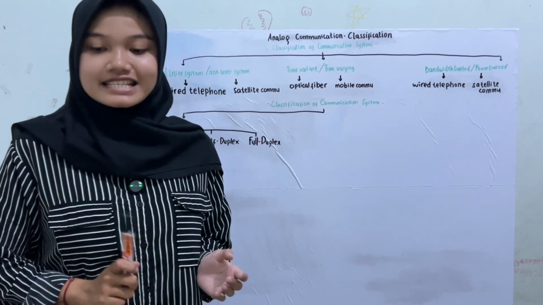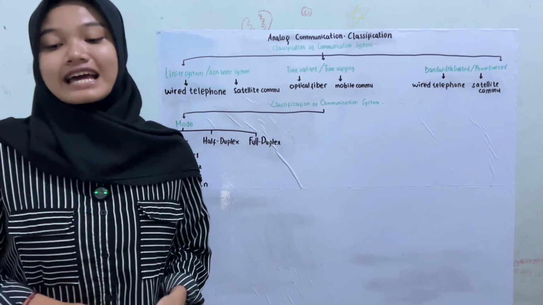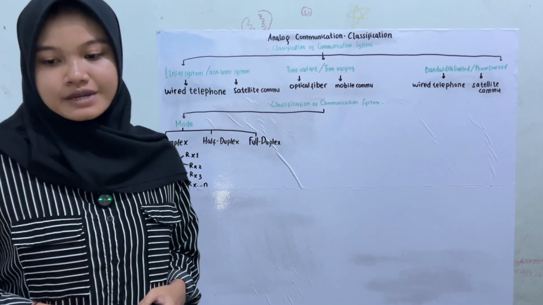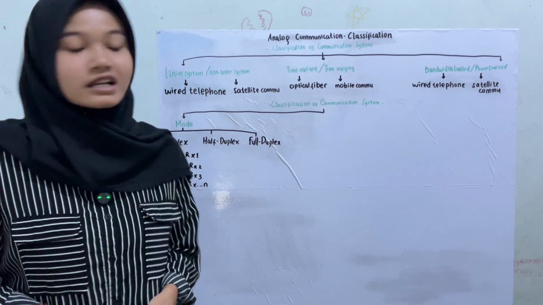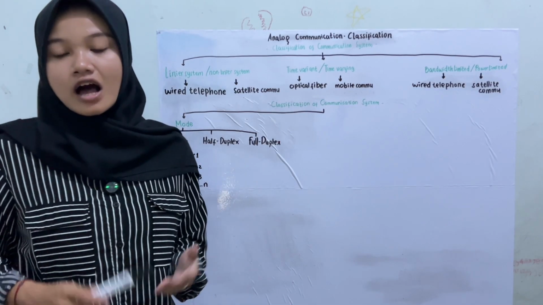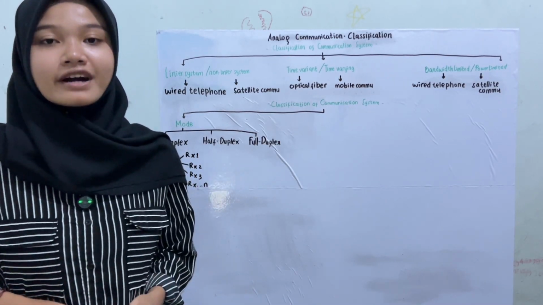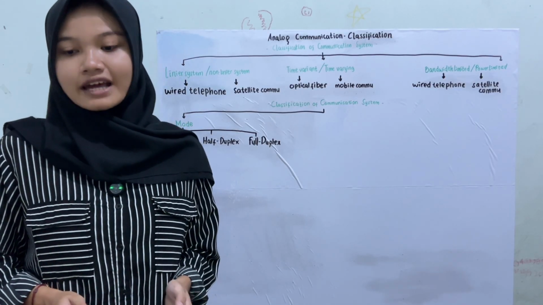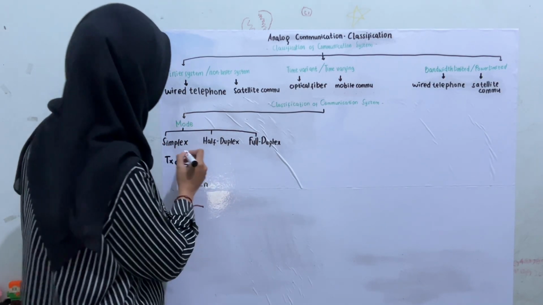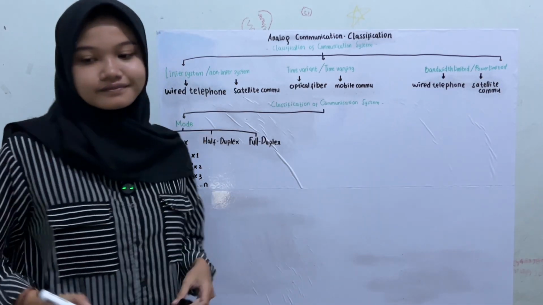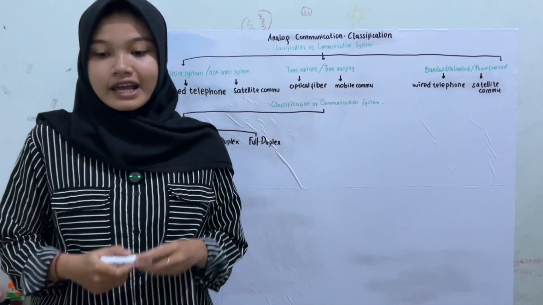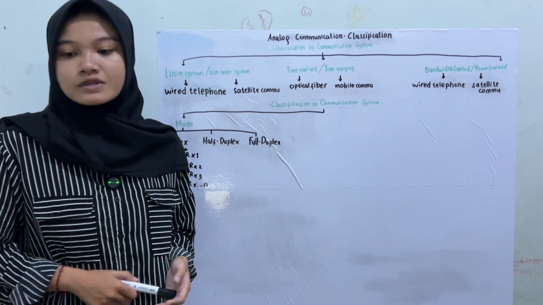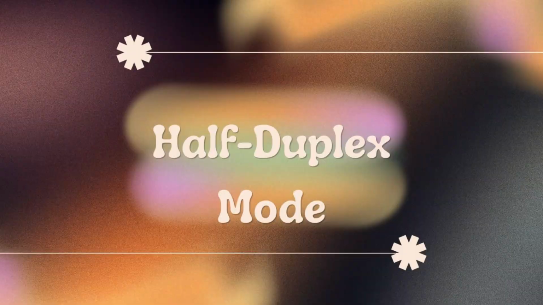One of the easiest examples is radio broadcasting. A radio station continuously transmits audio signals to thousands or even millions of listeners. However, the listeners cannot use their radio to send signals back to the broadcasting station. Therefore, in a simplex communication system, information always flows in only one direction.